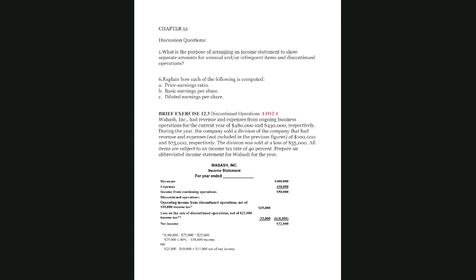The first question states, what is the purpose of arranging an income statement to show separated amounts for unusual and/or infrequent items? Remember, that's in the continuing operations section. And then after that, if a segment of the business has been disposed of, the proceeds of that segment have to be disclosed separately under discontinued operations. So why do we bother? Why is the income statement set up a little differently? What's the purpose of doing that? Any ideas? Anybody remember?